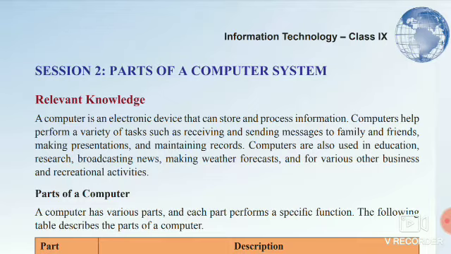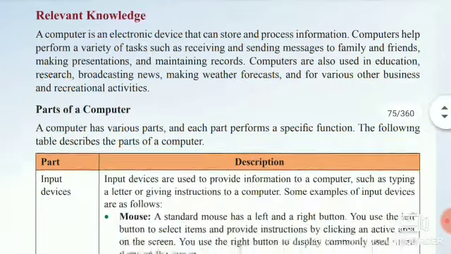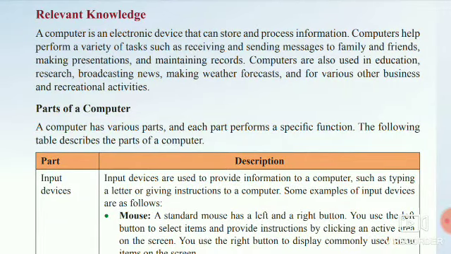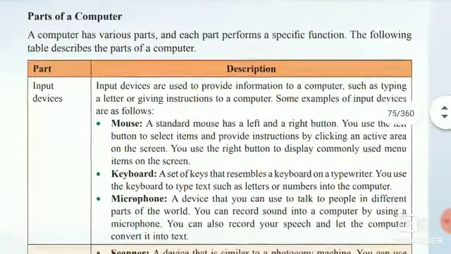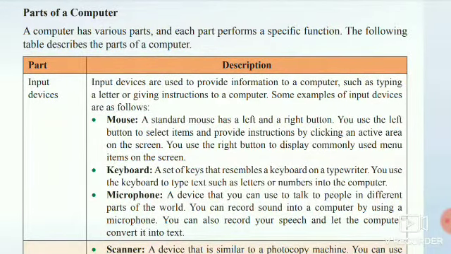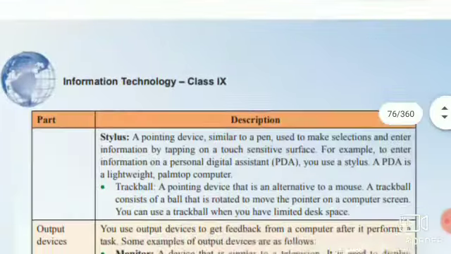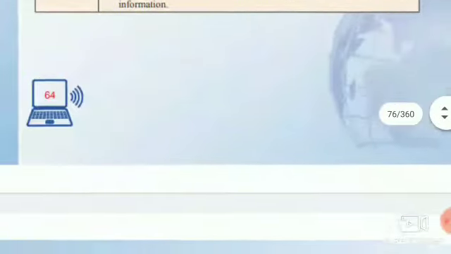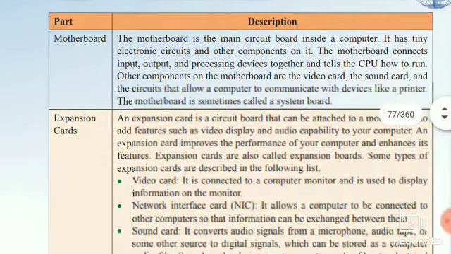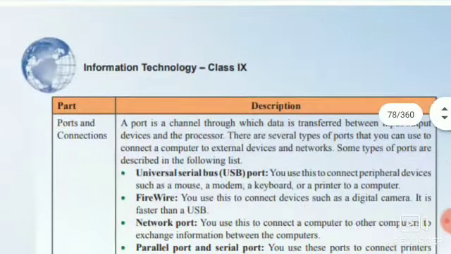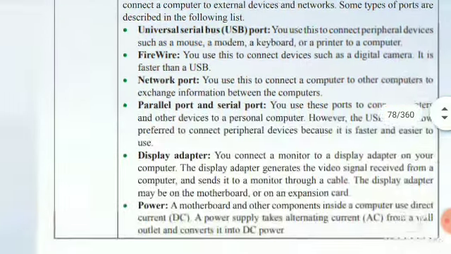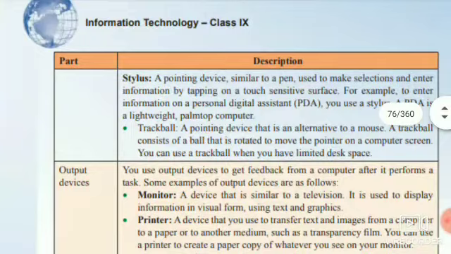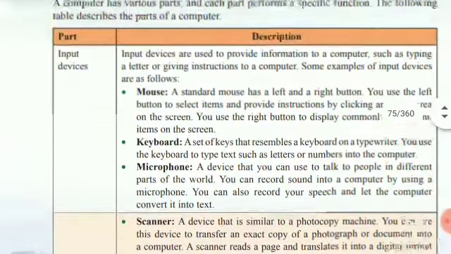A computer has various parts and each part performs a specific function. So this table describes the parts of computers. There are lots of parts in computer, so let's see one by one. Very first is input devices, then output devices, then CPU. After CPU we will understand about motherboard, then expansion card, then storage device, then ports and connections. So these are the topics. Our very first topic is input devices.